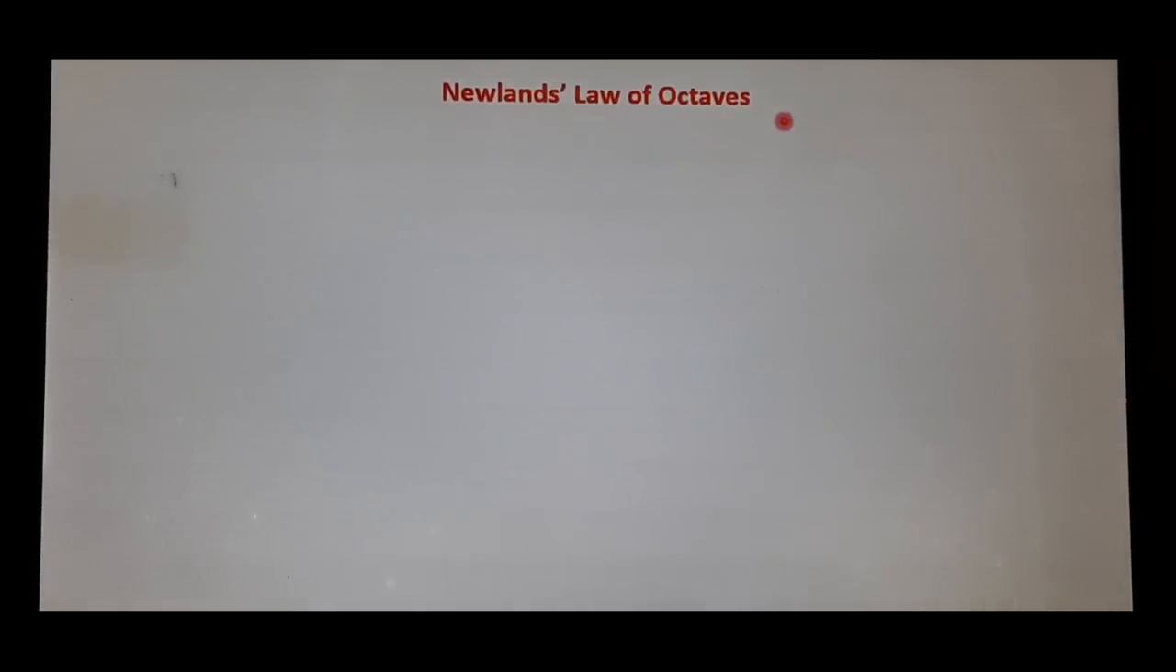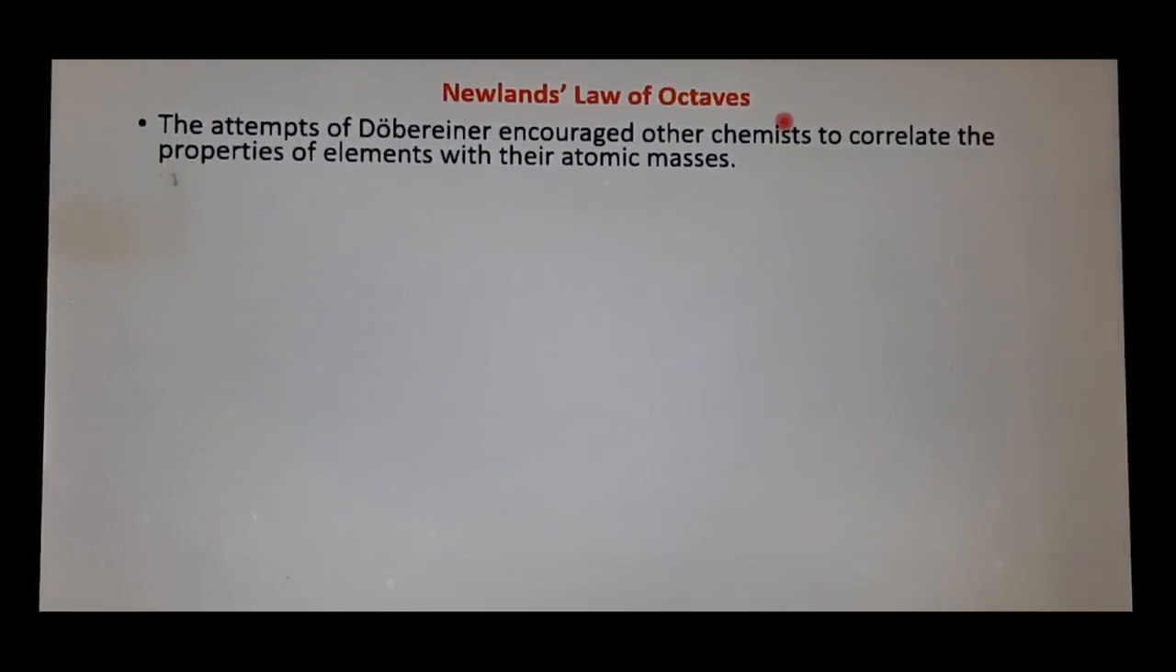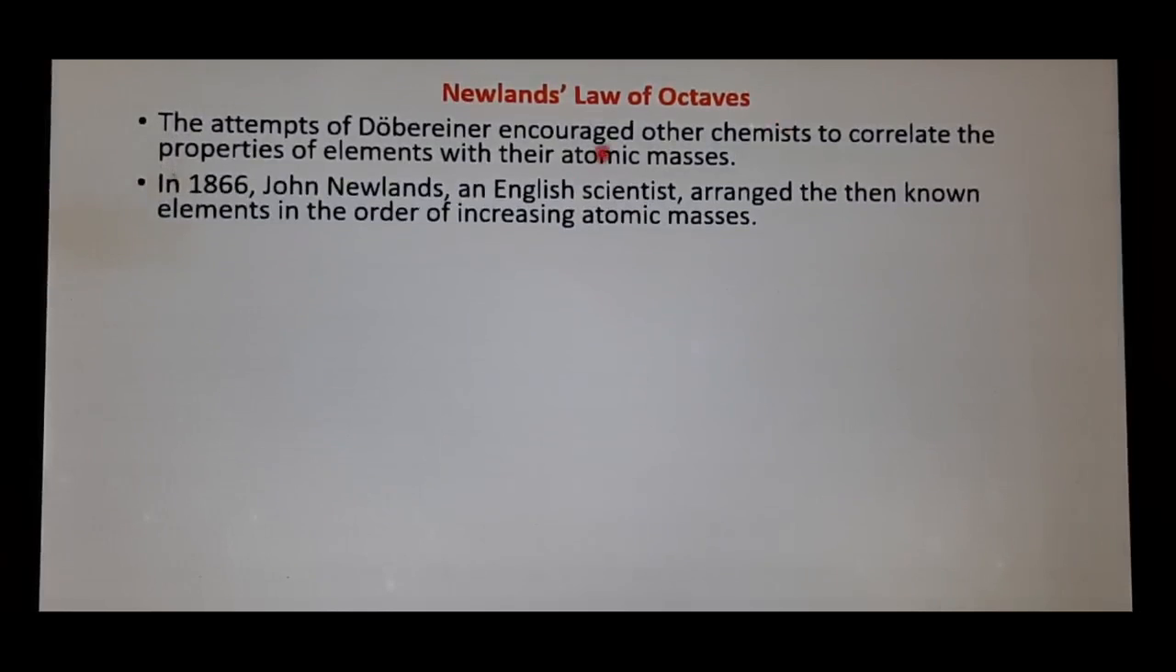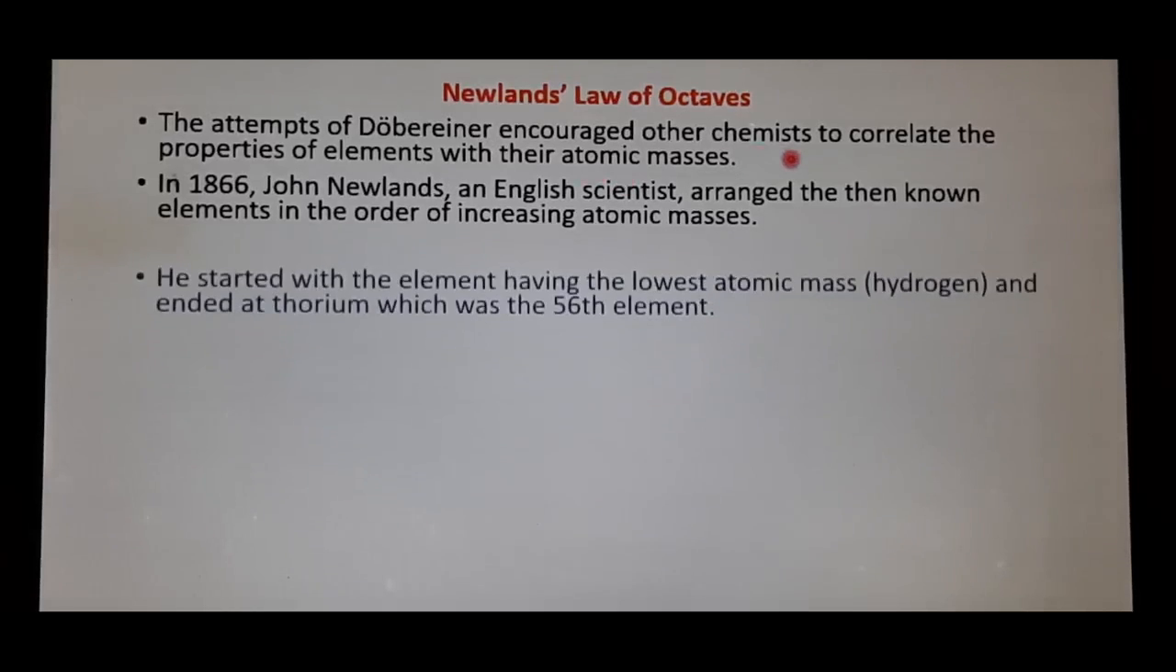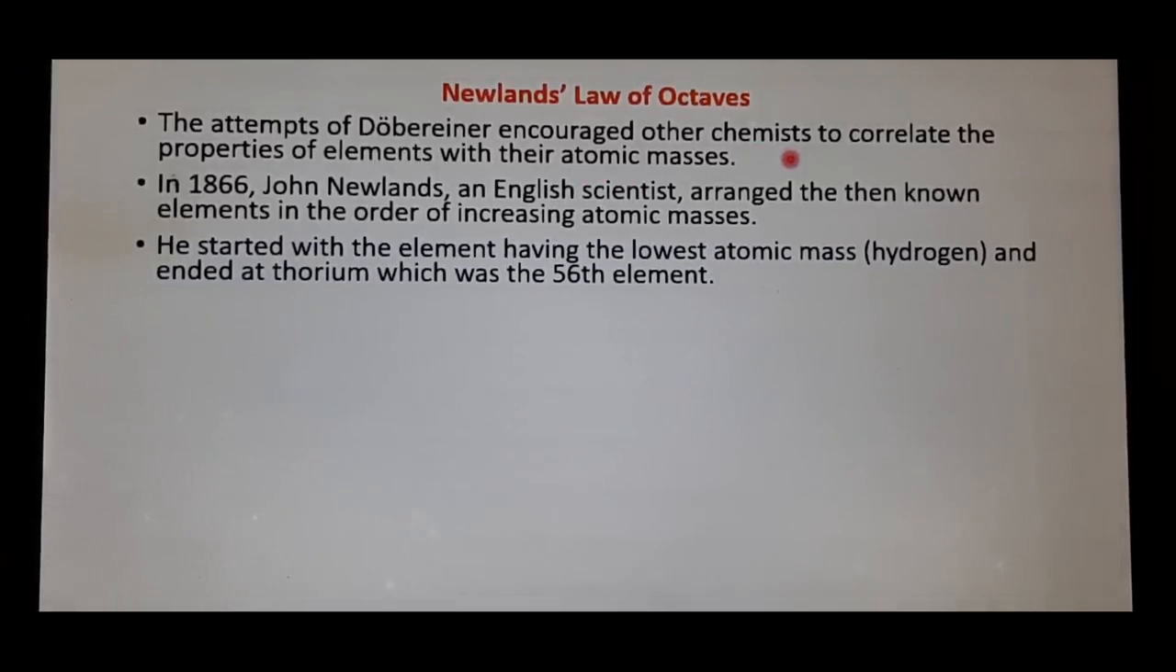Now the second scientist, who gave us the second type of arrangement after Dobereiner's, is Newlands. Dobereiner encouraged many chemists to correlate the properties of elements with their atomic masses, because the main criterion which he used was atomic mass. So he encouraged many of his contemporaries to work on the same thing.